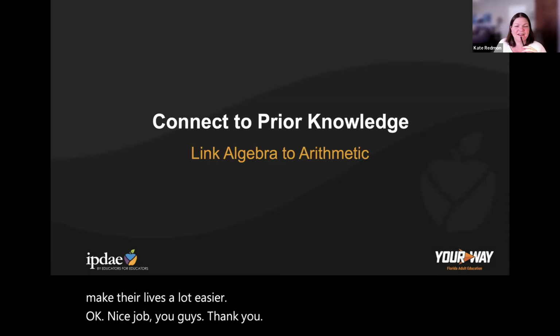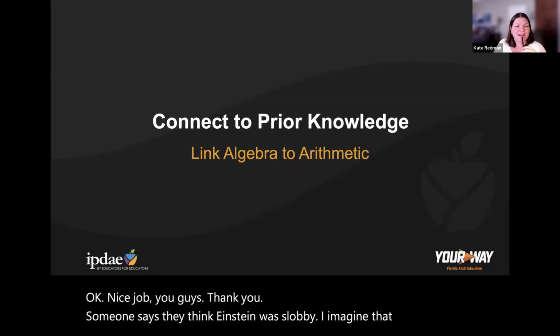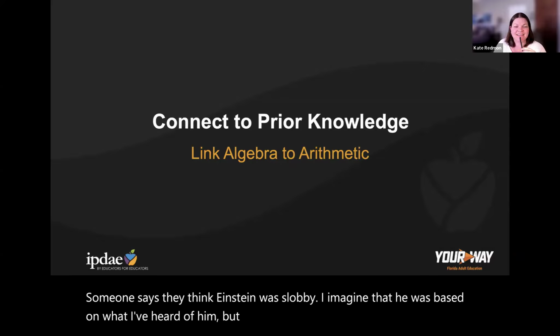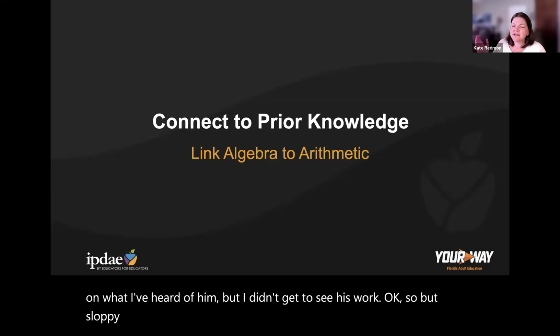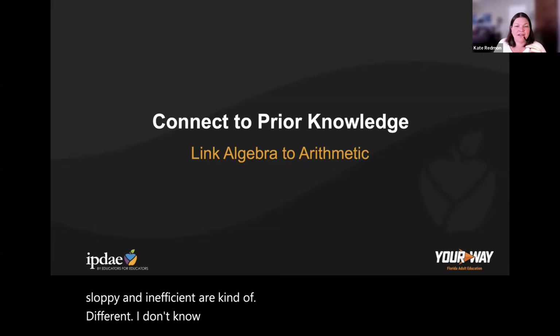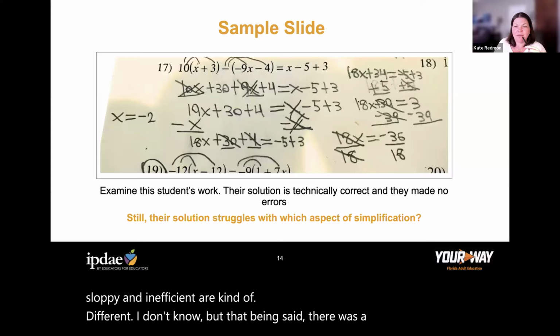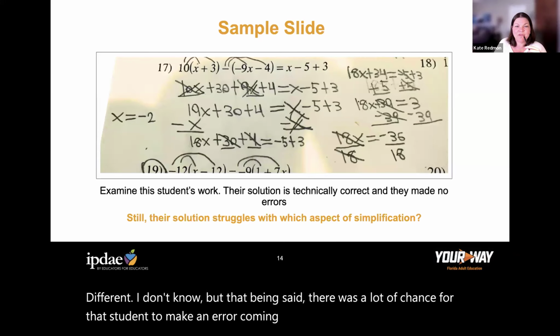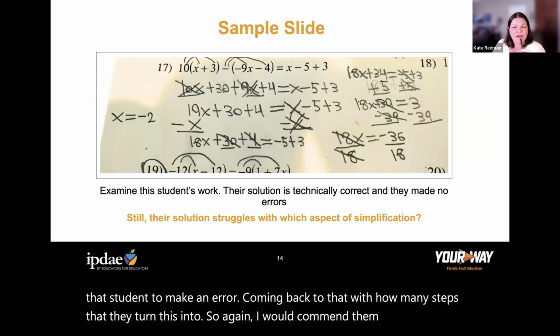Oh, someone says they think Einstein was sloppy. I imagine that he was based on what I've heard of him, but I didn't get to see his work. Okay, but sloppy and inefficient are kind of different. I don't know. But that being said, there was a lot of chance for that student to make an error with how many steps they turned this into. So again, I would commend them for their good logic, though.